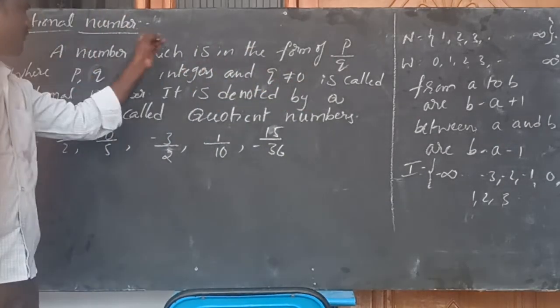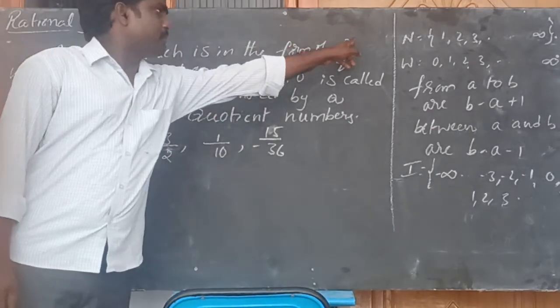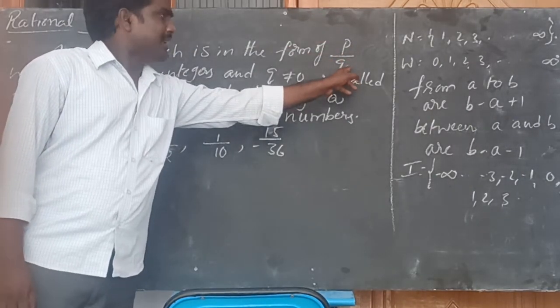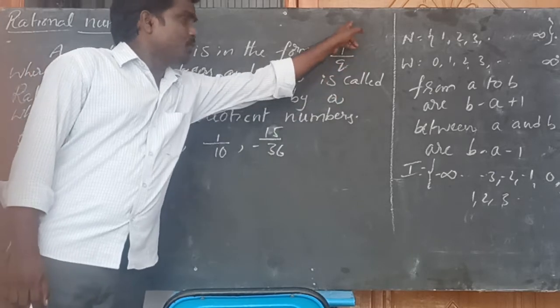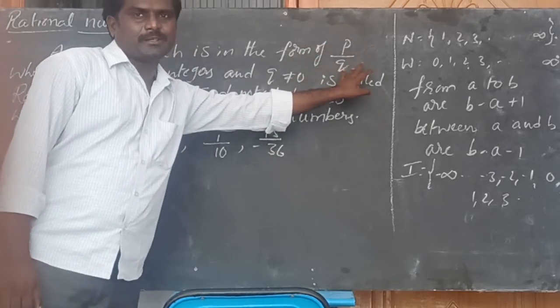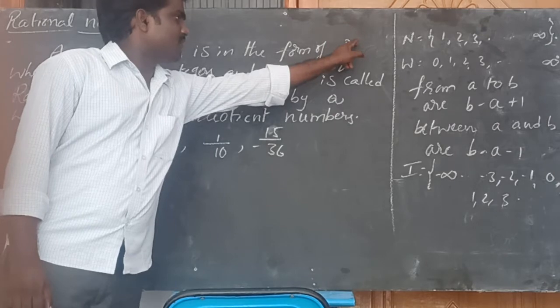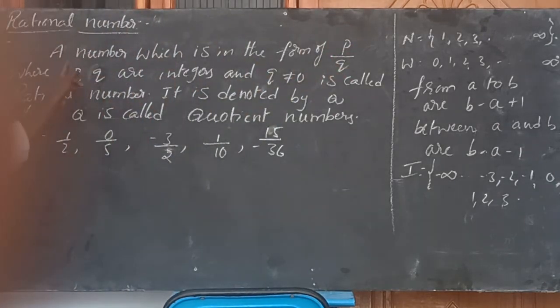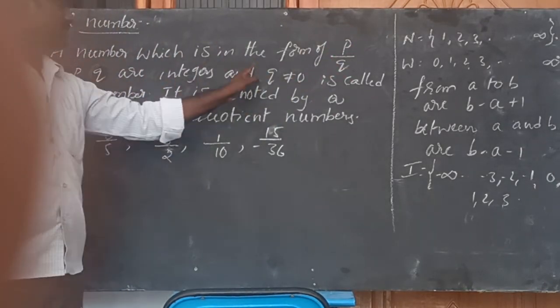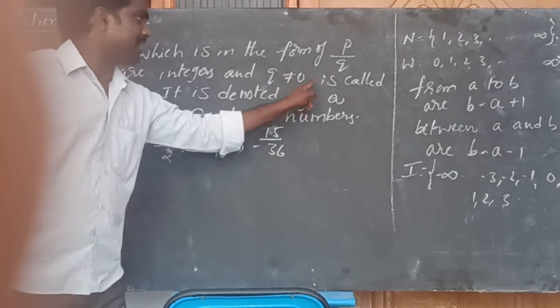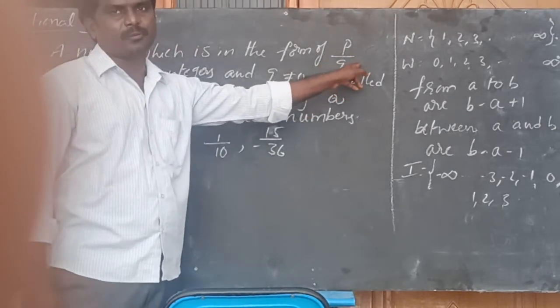A number which is in the form of P by Q. Here P by Q, numerator and denominator. A number which is in the form of P by Q, where P, Q are integers, Q is not equal to 0. That means the denominator is not equal to 0.